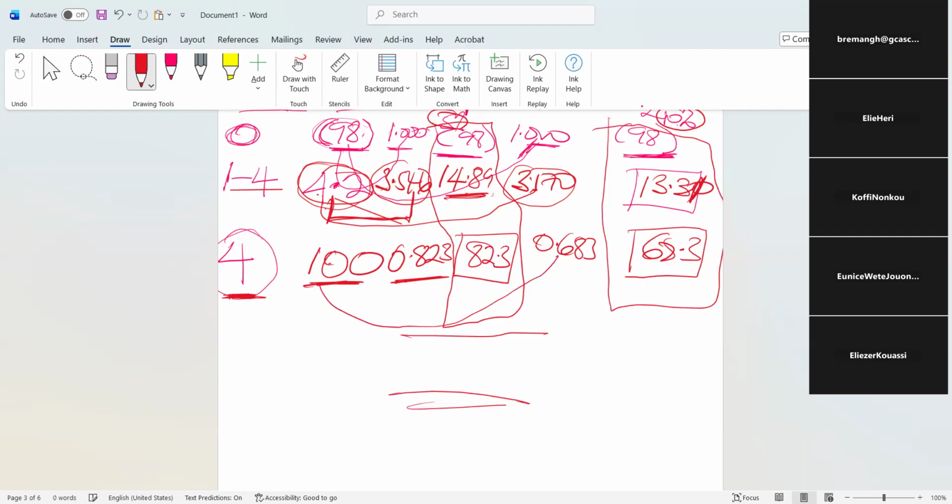So here, what is the answer? What is negative 98 plus 14.89 plus 82.3? You put your answer here. Then somebody should do negative 98 plus 13.31 plus 68.3. Somebody should also do that, and let's see the answer we are getting.